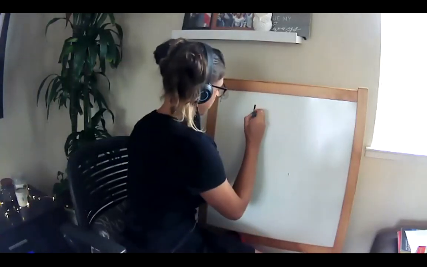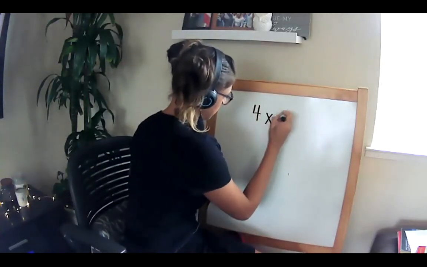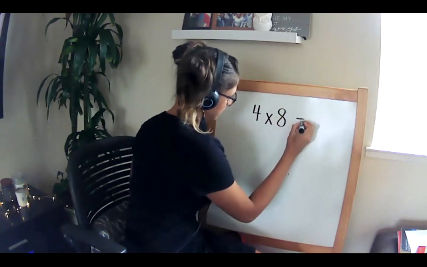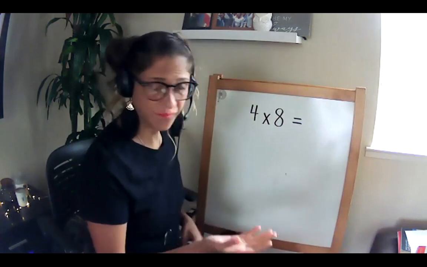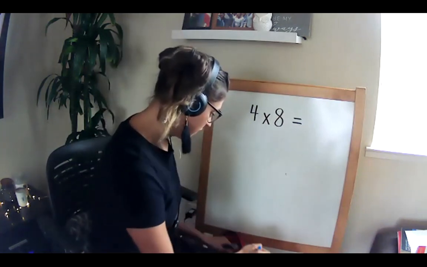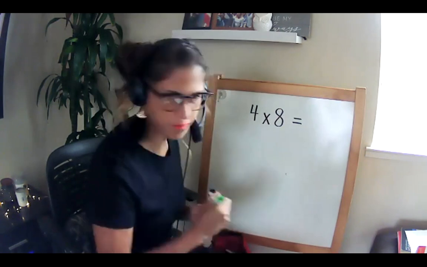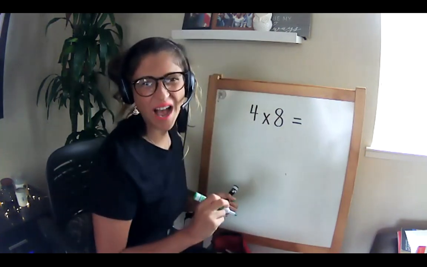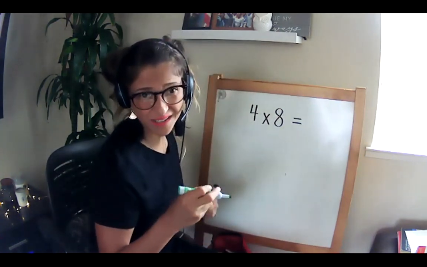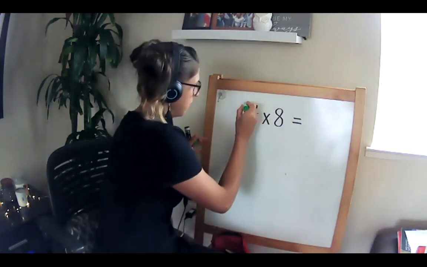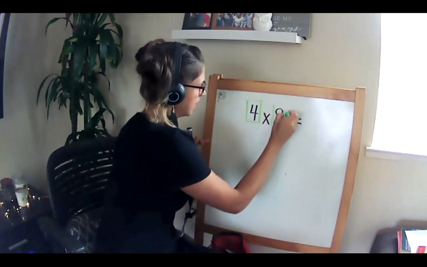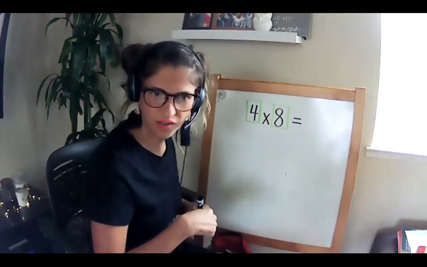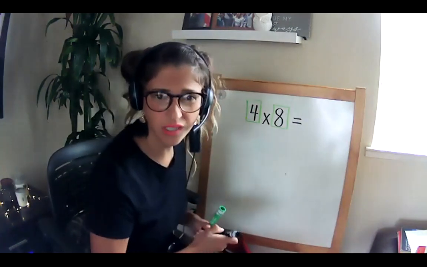So we'll start with 4 times 8. And these are our basic facts, right? I'm going to use green today because it's my favorite color. And I like to box my basic facts when I'm solving a problem. So my basic facts are 4 times 8. You guys see the green? Maybe green was a bad choice.